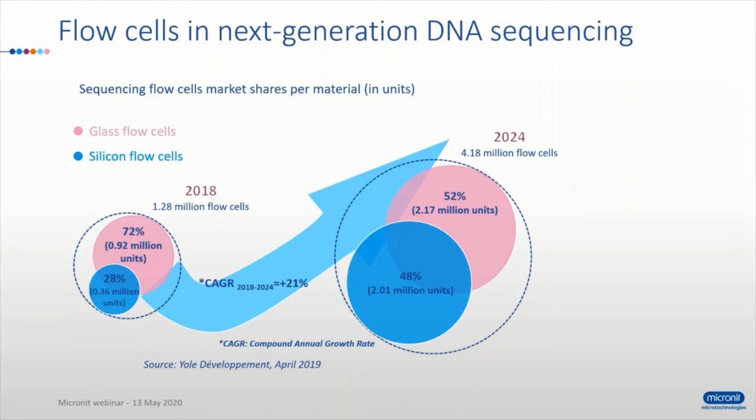Where glass is still one of the main materials used in building NGS flow cells today, we see that with the growing trends to develop towards CMOS-based technology, but also towards nanopore sequencing, silicon becomes more relevant as well. And you can see that Yole estimates that basically around 2024, those two materials will be evenly balanced. And that's, I think, an interesting note to make here.